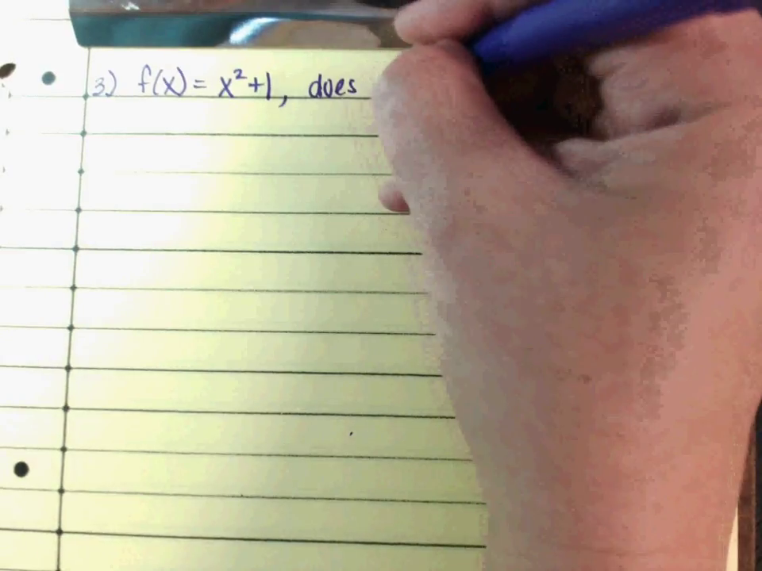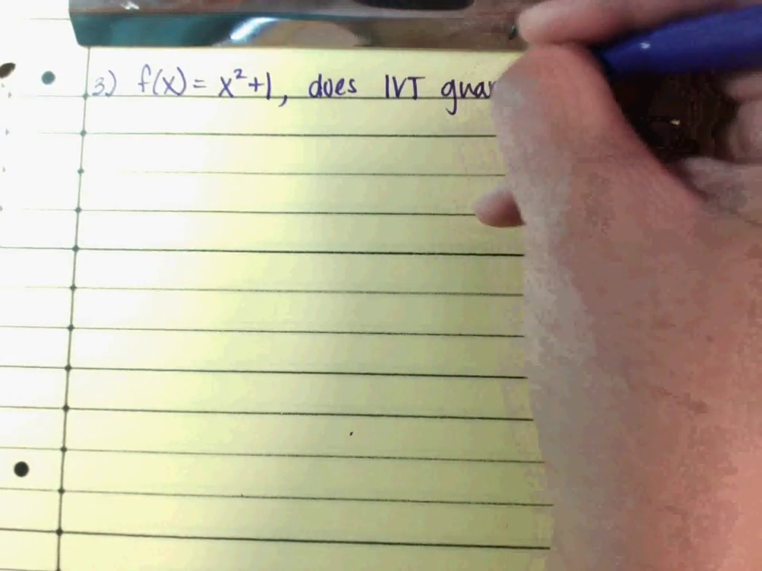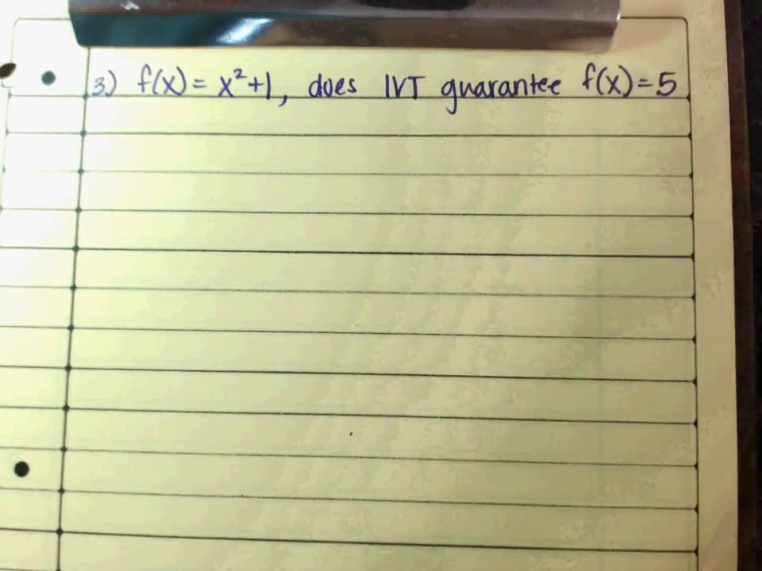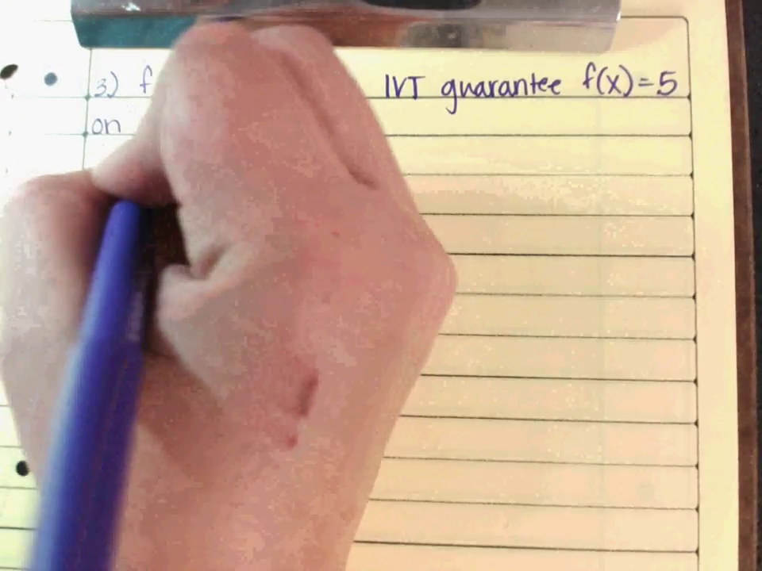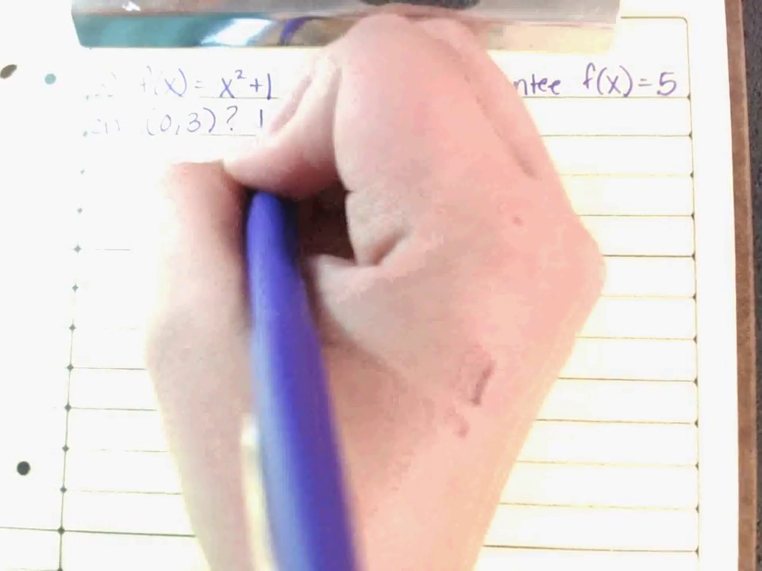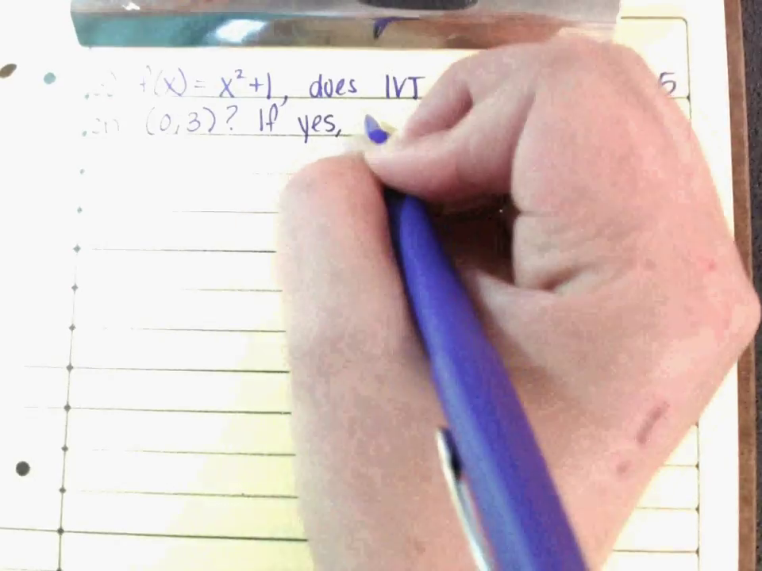Alright, next one. Number 3, your function is going to be x squared plus 1. And the question is going to be, does IVT guarantee that f of x equals 5 on the interval from 0 to 3? If yes, find C.